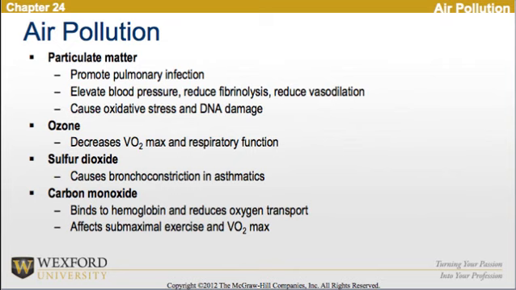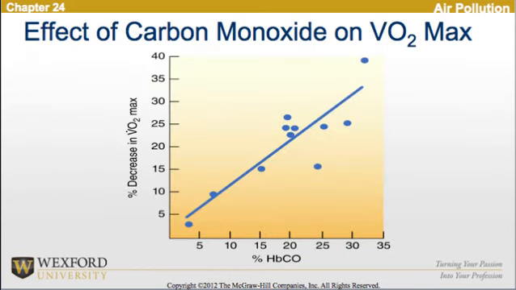We also want to look at the particulate matter, which would promote pulmonary infection, elevate blood pressure, reduce fibrinolysis, reduce vasodilation, and cause oxidative stress and DNA damage. There's also ozone, which decreases the VO2 max and respiratory function, sulfur dioxide, which causes bronchoconstriction in asthmatics, and carbon monoxide, which binds to hemoglobin and reduces oxygen transport as well as affects the submaximal exercise and VO2 max. This graph shows the effect of carbon monoxide on the VO2.